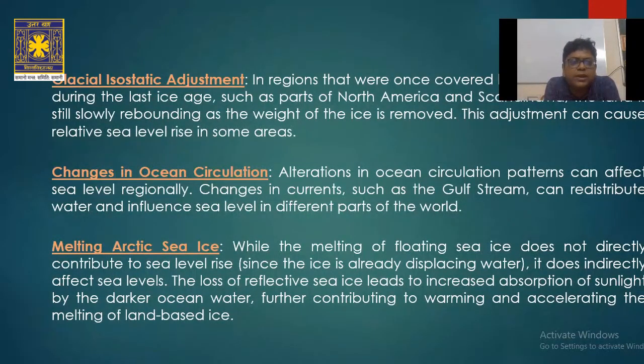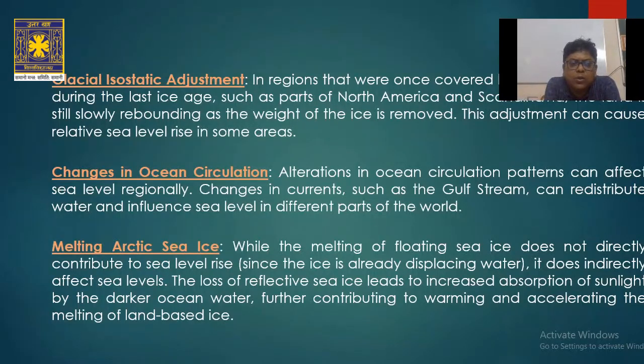Glacial isostatic adjustment should also be considered here under discussion, in regions that were once covered by massive ice sheets during the last ice age, such as parts of North America and Scandinavian countries. I will refer to the names of the Netherlands, then Finland, some of the Scandinavian countries, Norway. The land is still slowly rebounding as the weight of the ice is removed.